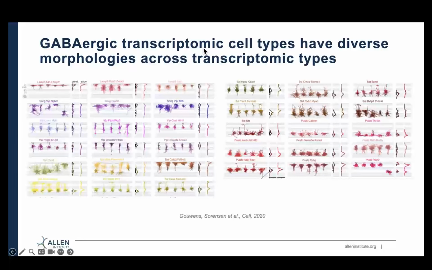If you move on to the next slide, thank you very much. So when we look across the entire GABAergic landscape, we see that morphologies are frequently similar within a type and then different across type, which gives support to the validity of these transcriptomically defined types.